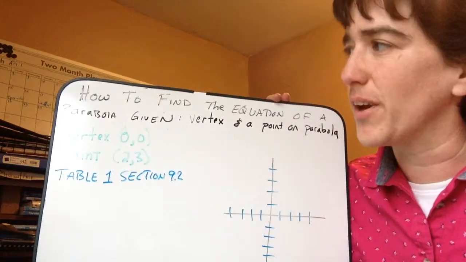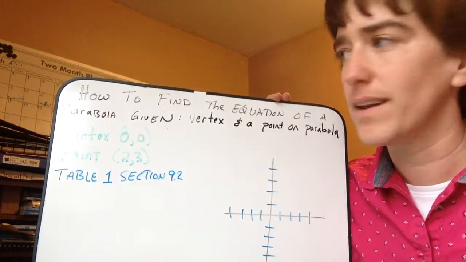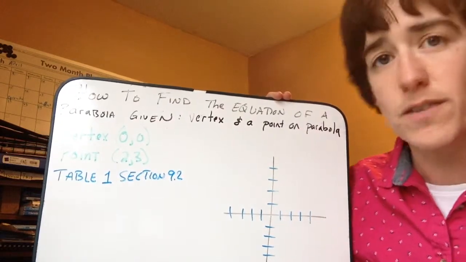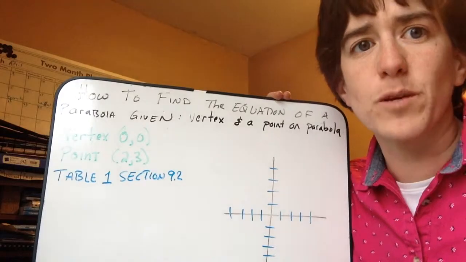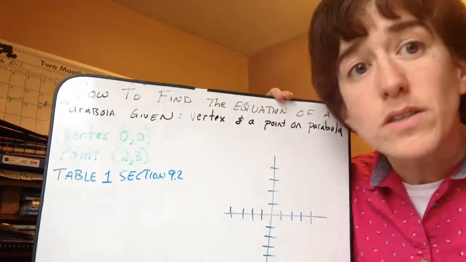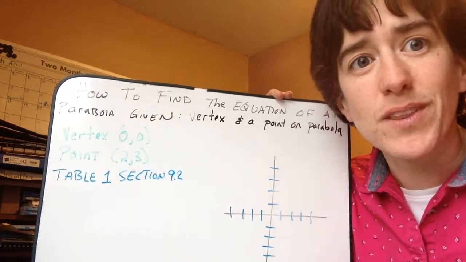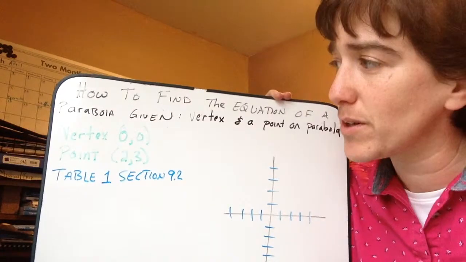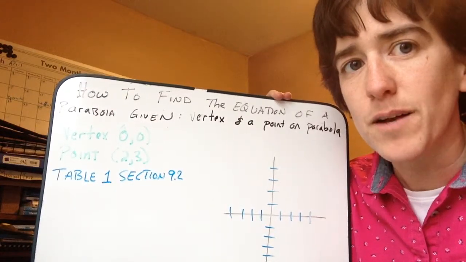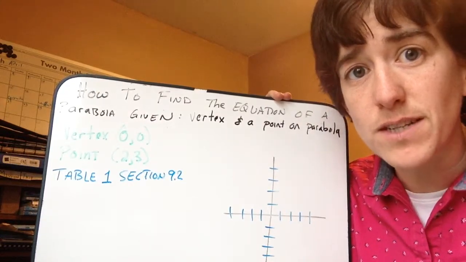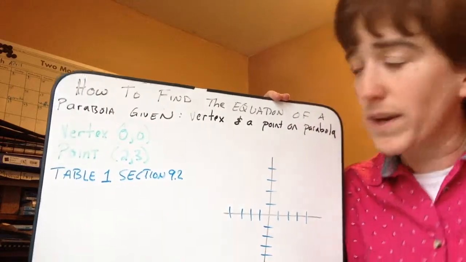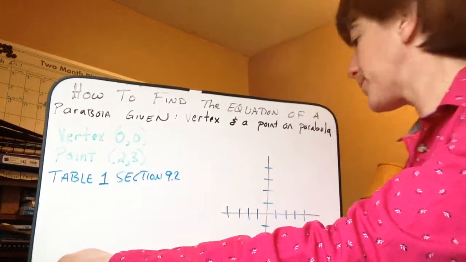Hello, this video is going to help us understand how to find the equation of a parabola if I'm given a vertex and a point on a parabola. So, similar to when dealing with a vertex and a focus, I'm going to plot the 2 points that I'm given as a way to start. So in this problem I have been given a vertex of (0, 0) and a point of (2, 3).